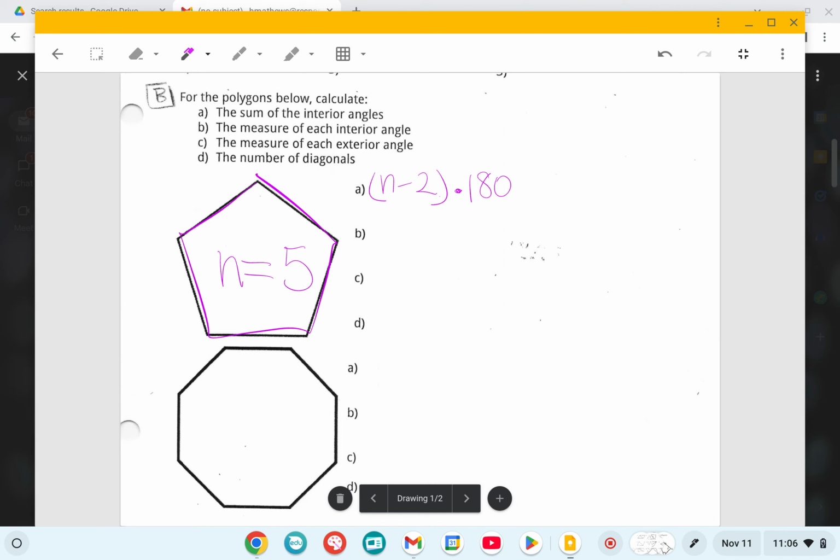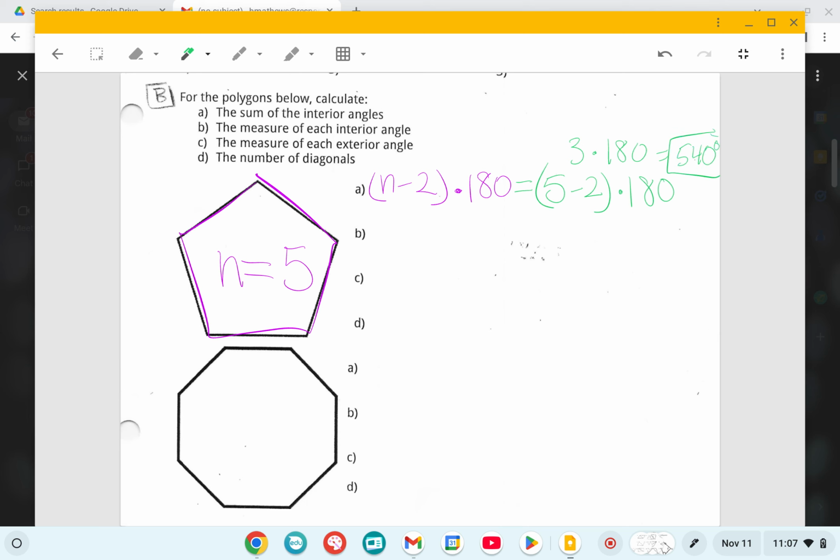For this one, I'll do it in a different color when I do my work. I'm going to put 5 where the n was, and that's how I'm going to work out my answer. So 5 minus 2 is 3. So I'm going to do 3 times 180, and I get 540 as the sum of my interior angles. So notice I put 5 for the n value here, and then I'm just working out the answer. And I need to put a box around my answer to show that I know that is the answer for A. Then I move on to part B.